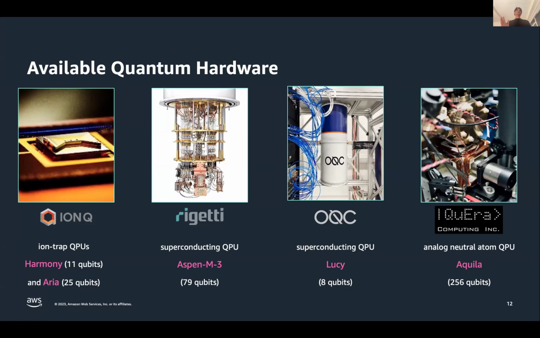So the rationale here is to provide different modalities of quantum computing hardware, for you to be able to experiment and compare and contrast your algorithms across various platforms.